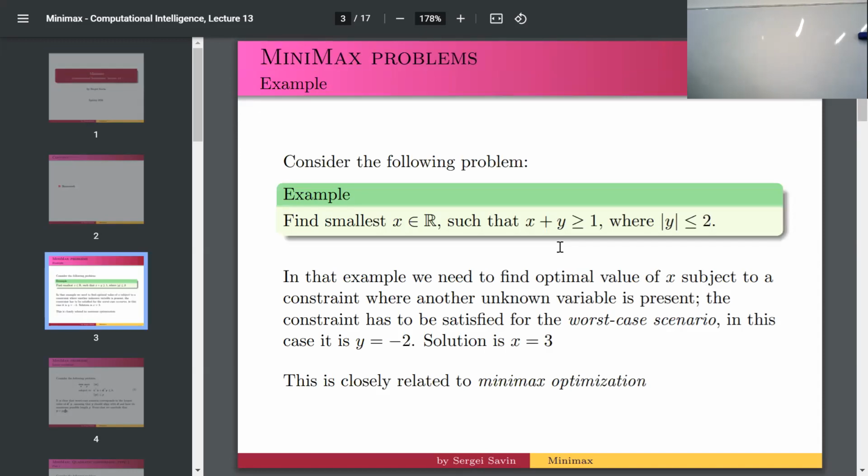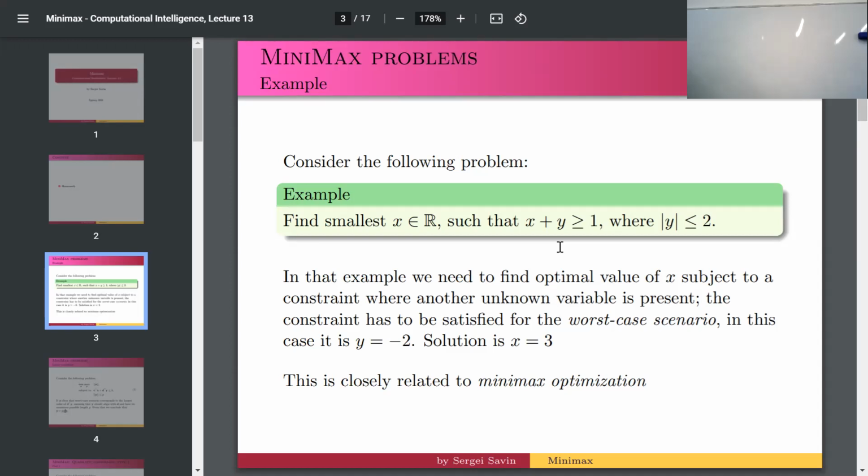So Minimax problems. Consider the example on the slides. Let's say you want to find the smallest x in R, so a scalar, such that x plus y is bigger or equal to 1, where the absolute value of y is less than or equal to 2. What is y? Is it a scalar, vector, matrix? It's a scalar. Yep, of course, because addition is only defined between same size operands.